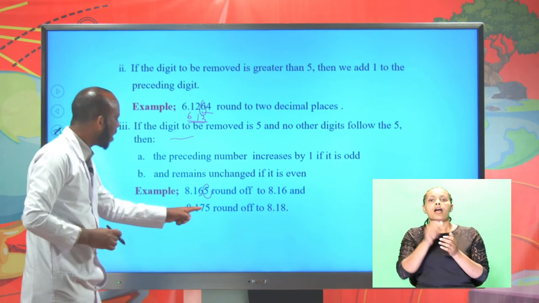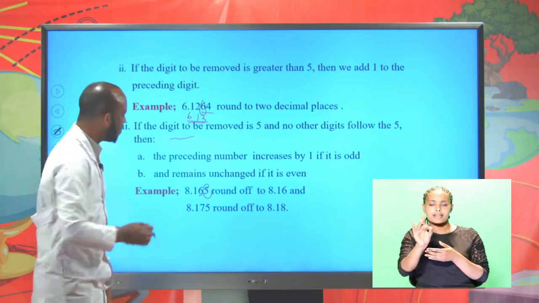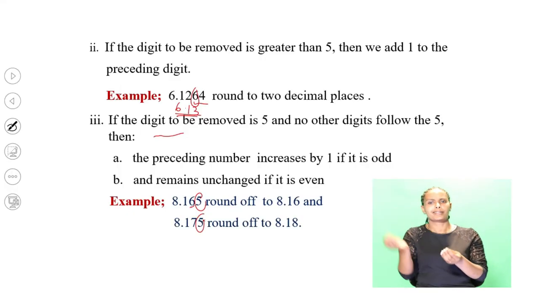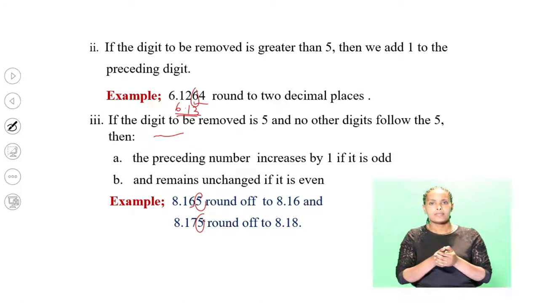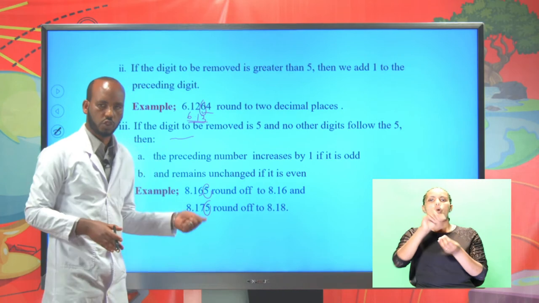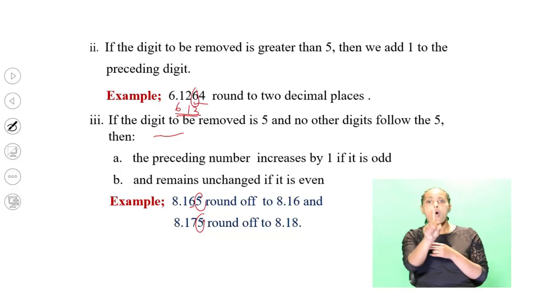B, 8.175 rounds off to 8.18. Again, the number to be removed is 5, and no other digits follow 5. The preceding digit is odd. We add 1 to it, and it is reported as 8.18.